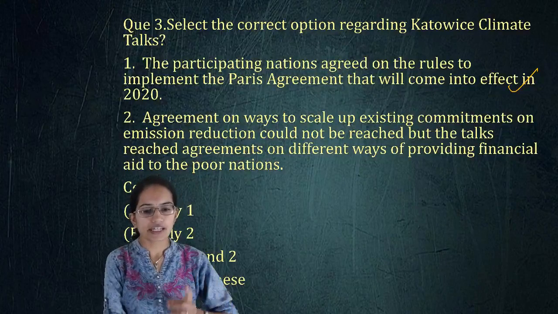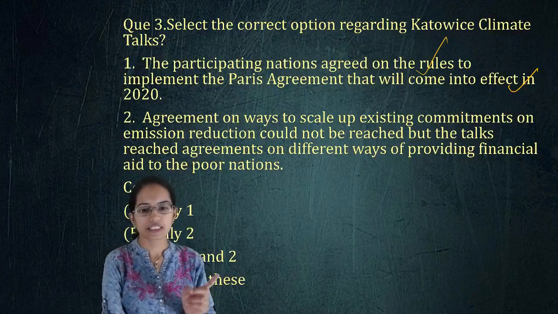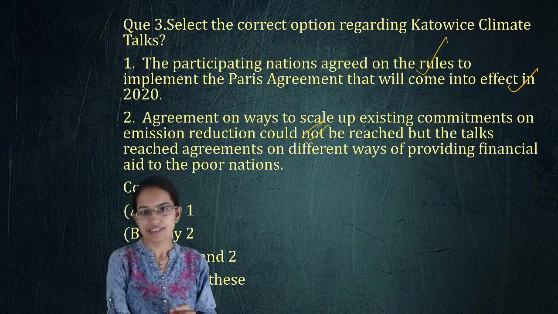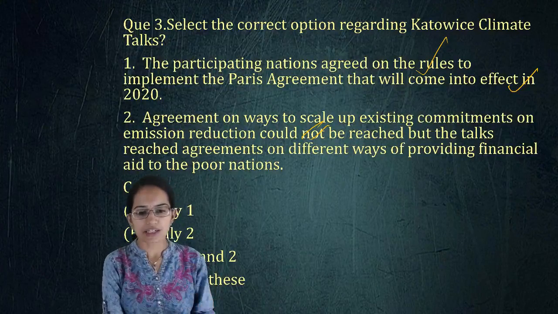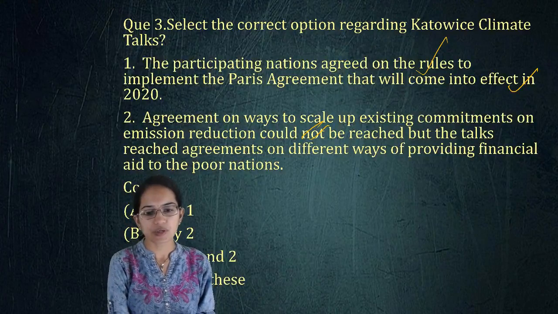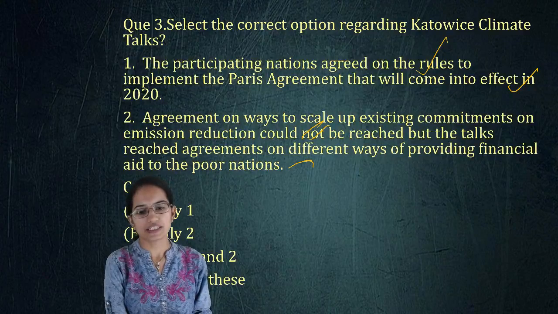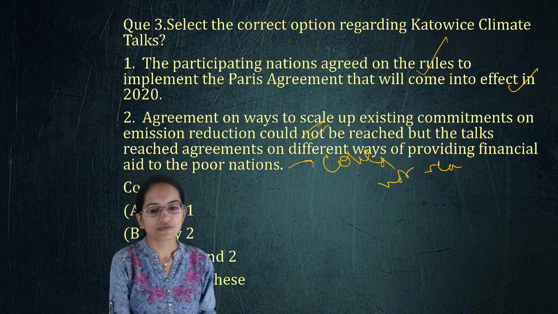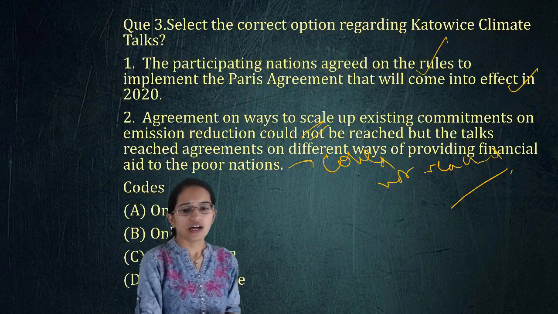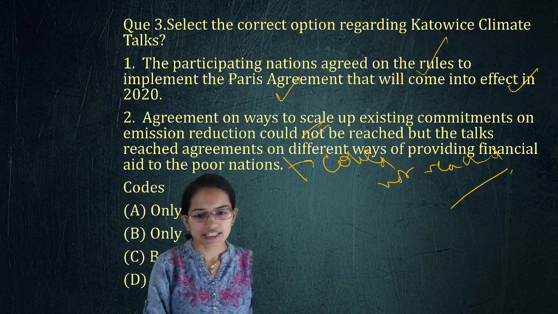However, agreements on the way to scale up the existing commitments on emission could be reached. It's not that it could not be reached, but the talks to reach an agreement on a different way of providing financial aid to the poor nations could not be reached. So this is not reached and that is reached, and that's the vice versa thing that has been mentioned here. So make sure the first statement is correct, the second statement is incorrect.